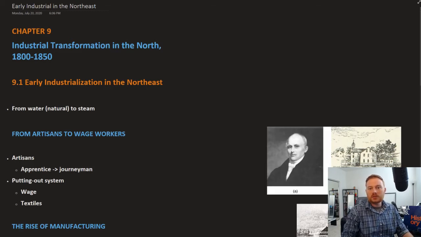All right, this is OpenStax U.S. History, Chapter 9, Industrial Transformation in the North, 1800 to 1850. We'll be looking at Section 1, Early Industrialization in the Northeast.